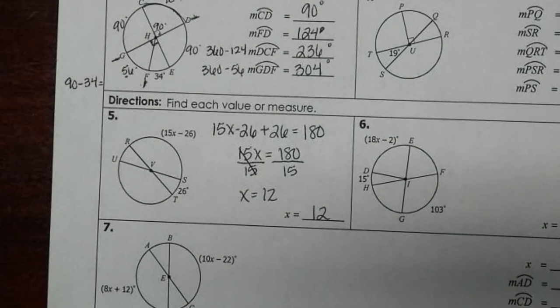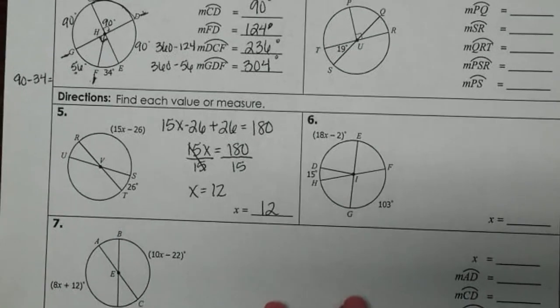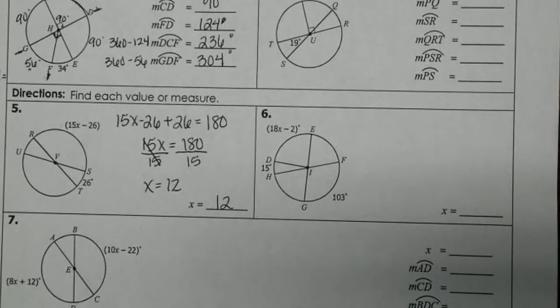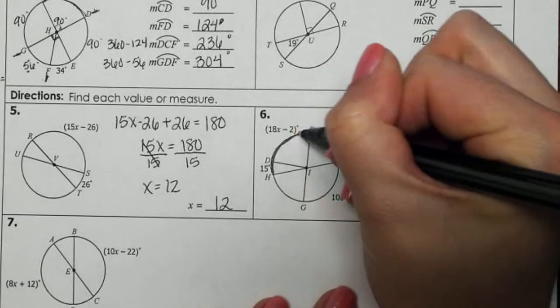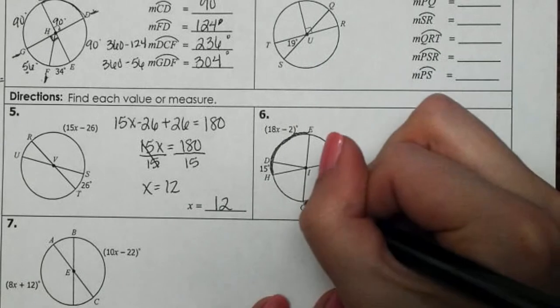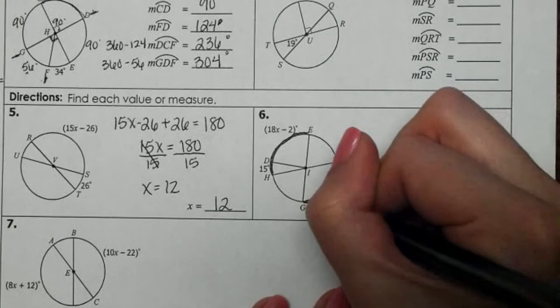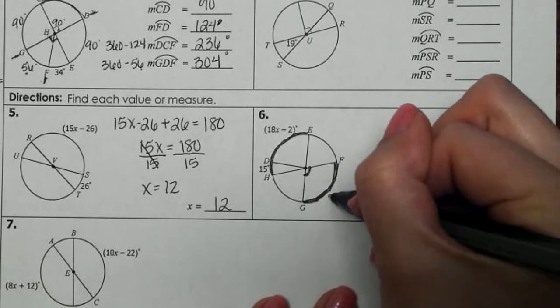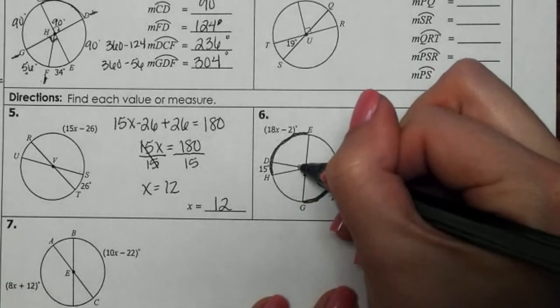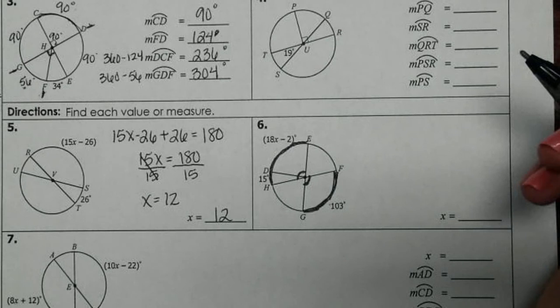Okay. Let's look at number 6. So number 6, what we're given here is the arc from H to E, and we're also given the arc from G to F. So let's mark the angles that they're corresponding to. So this angle is corresponding to this one. This arc is corresponding to this angle, and this arc is corresponding to this angle. So those look like vertical angles, and we know that vertical angles are congruent.